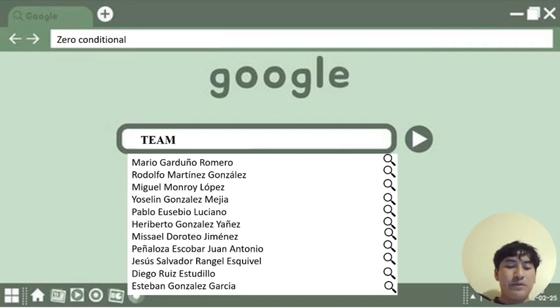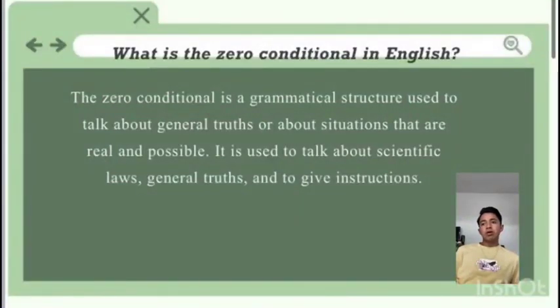My team will present what it is, the structure, the usage, and some examples the teacher explained. What is the zero conditional in English? The zero conditional is a grammatical structure used to talk about general truths or about situations that are real and possible. It is used to talk about scientific laws, general truths, and to give instructions.